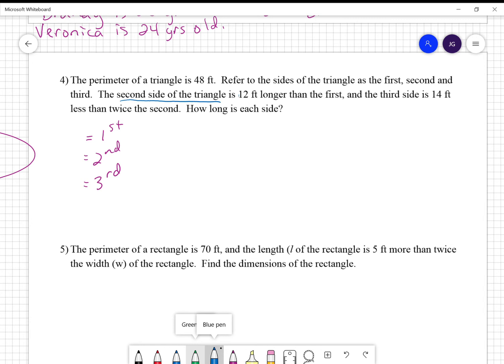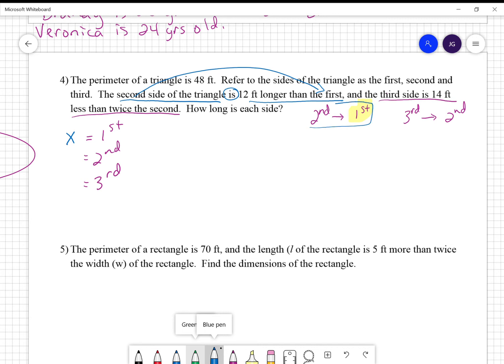Second side is 12 feet longer than first, so second's being compared to first. Third side is 14 feet less than second, so third is being compared to second. Second is being compared to first. Third is being compared to second. Hey, we haven't seen this before. Third is being compared to second. Second's being compared to first. So my starting point is first. First is my X.